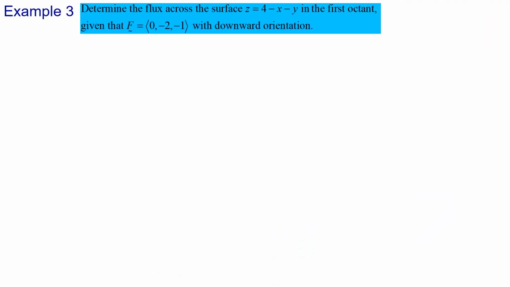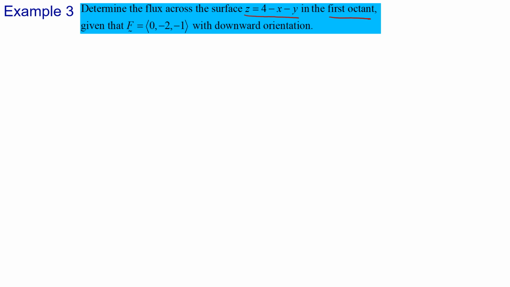Alright, we have example number 3 now. This example is on how to solve the surface integral, or how to find the flux integral, for a non-parametric surface. So we start with this example. Determine the flux across the surface z equal to 4 minus x minus y in the first octant, given that F is (0, negative 2, negative 1), a vector with downward orientation.